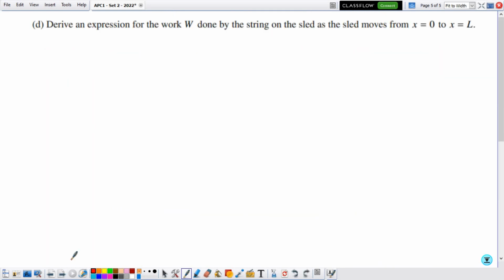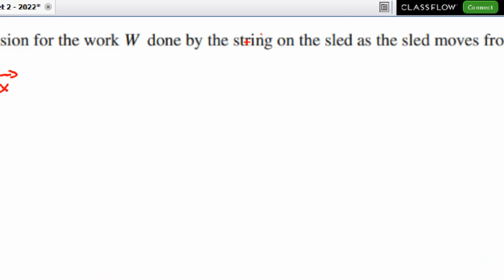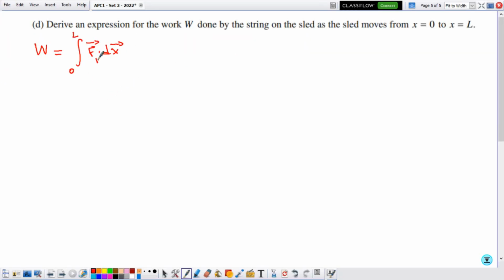Now in part D, we need to derive an expression for the work done by the string on the sled as the sled moves from x equal to 0 to x equal to L. Then the work done by a force is expressed as the integral of the dot product between the force and the displacement. We follow the order that we're moving in from 0 to L, so that would state the boundaries of our integral. Now we need to utilize the force that is causing this work. It is done by the string, so this is the tension.